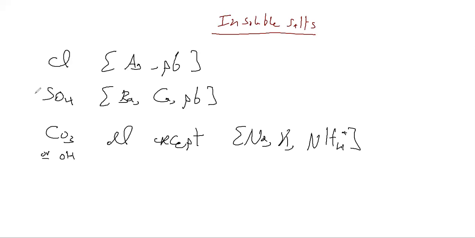All sulfates dissolve except barium sulfate, calcium sulfate, and lead sulfate. All carbonates or hydroxides are insoluble, except sodium, potassium, and ammonium. So this means that the insoluble salts are silver chloride and lead chloride, barium sulfate, calcium sulfate, lead sulfate, and in the case of carbonate or hydroxide, all of them are insoluble except sodium, potassium, and ammonium.